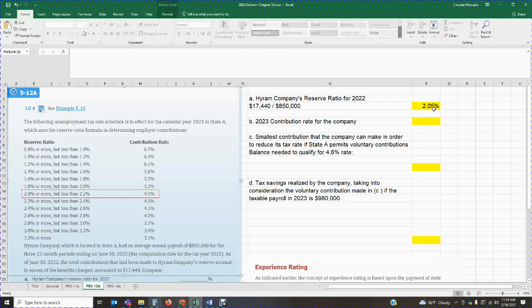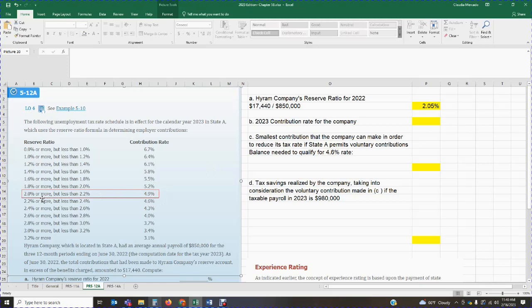Okay, we are at 2.05%. 2.05% would fall in this tier. Now letter B. What is my 2023 contribution rate for the company? Well, the contribution rate based on my reserve ratio would be that 4.9%.